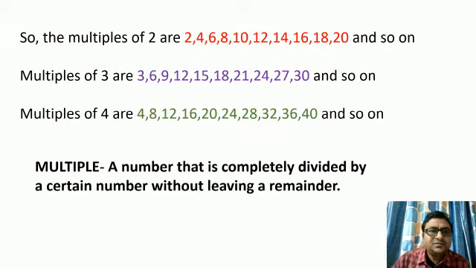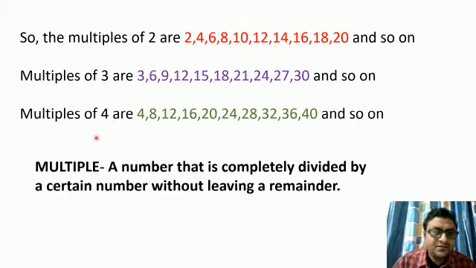So children, what we learned: the multiples of 2 are 2, 4, 6, 8, 10, 12, 14, 16, 18, 20, and so on. The multiples of 3 are 3, 6, 9, 12, 15, and so on. Multiples of 4 are 4, 8, 12, 36, 40, and so on. Like that we can find out the multiples of 5, 6, 10, and any number by just finding out the multiplication table of that number. This is very simple.